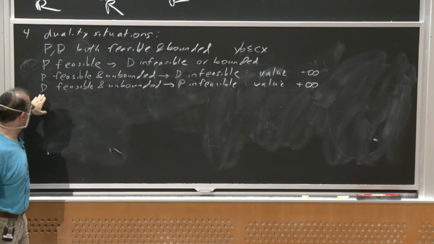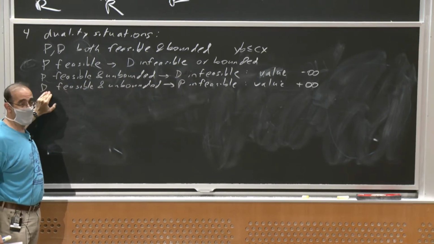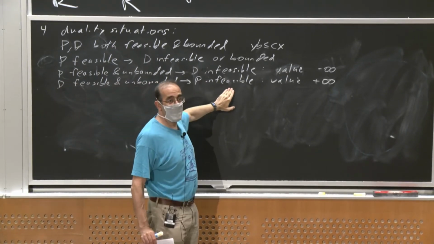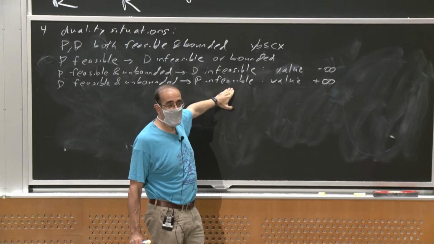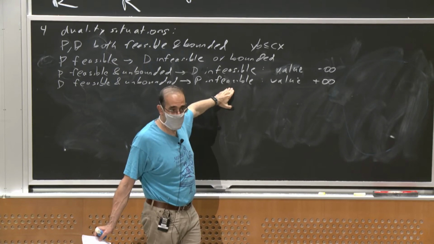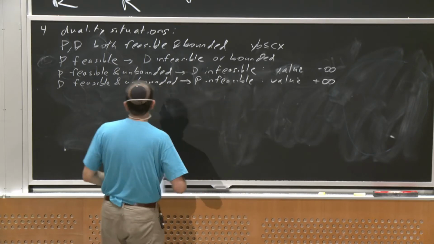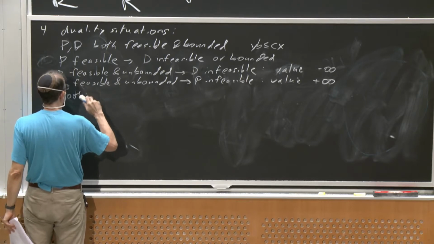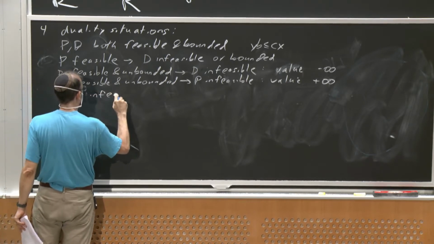Similarly, in the other direction, if it's the dual that is unbounded, that's a maximization problem, so it can get arbitrarily large. Meanwhile, saying that the primal has value plus infinity is saying that it can't achieve any number at all in its attempt to minimize. Okay? The only other possibility is that they might both be infeasible.